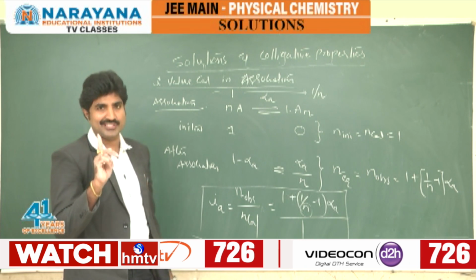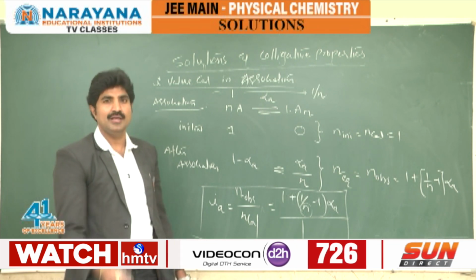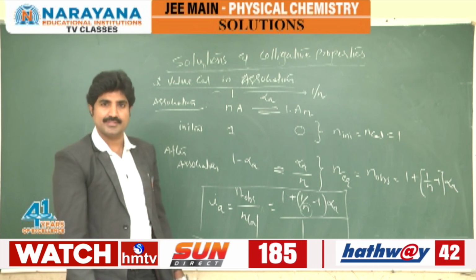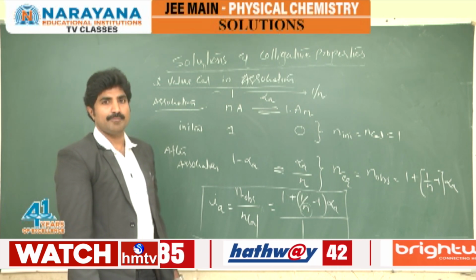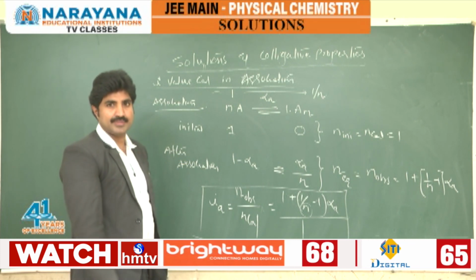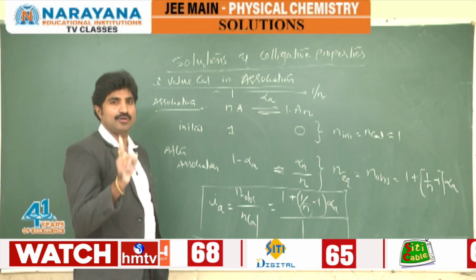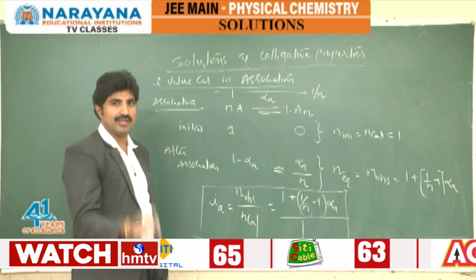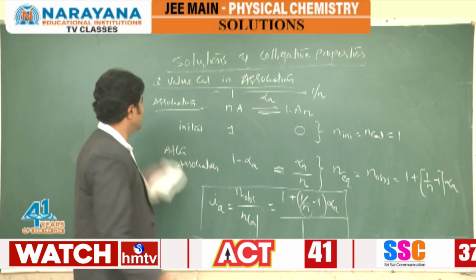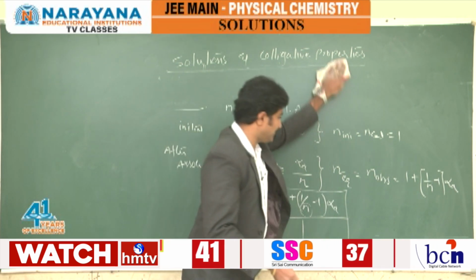There are 3 values. i is equal to 1, no association or dissociation. i greater than 1, that is a dissociation case. i less than 1, that is an association case. Now, based on these i values, we will follow numericals. Now I am giving i equal to 1 cases, i greater than 1 cases, and i less than 1 cases, as per the given solute information in the question.